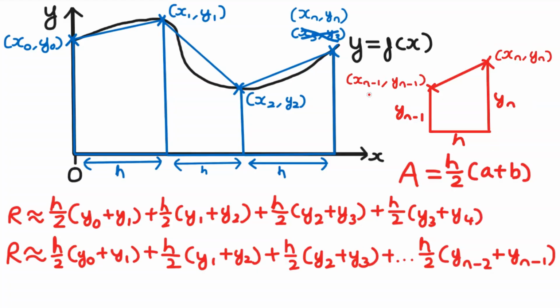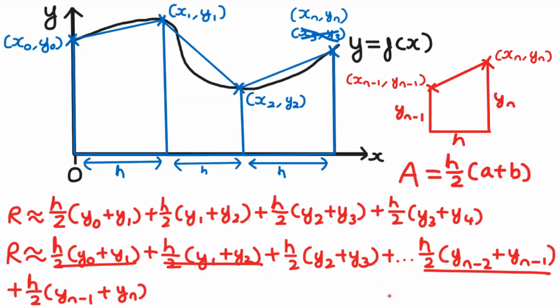1. Okay, so if we now consider the nth trapezium, this point here is going to be xn minus 1, yn minus 1, and this point here is going to be the xn, yn, so therefore this side here, A, is going to be yn minus 1, and this side here is going to be yn, again the thickness is h, so therefore the area of this trapezium here is going to be h over 2, y of n minus 1 plus yn. So therefore this is the formula for the approximate area of R, where it's all these trapeziums, so the first trapezium, the second trapezium, the third trapezium, and then however many trapeziums there are up to the n minus 1 trapezium and the n trapezium.